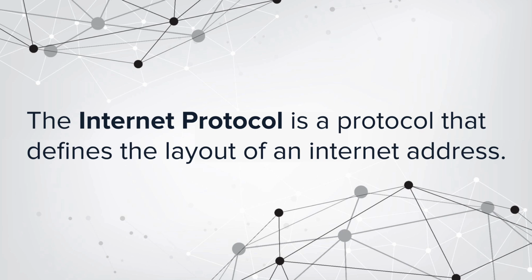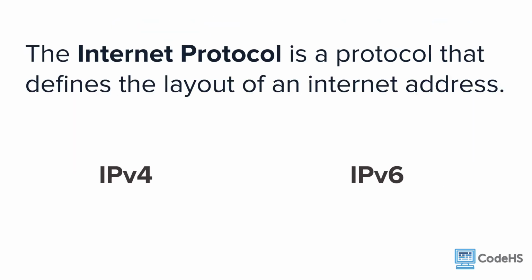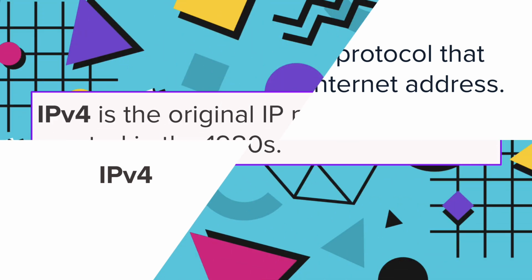The Internet Protocol is a protocol that defines the layout of an Internet address. Just like every building, house, and apartment has a postal address, every single device that is connected to the Internet has an IP address. There are two versions of the Internet Protocol, IPv4 and IPv6. Let's get started by looking at IPv4.